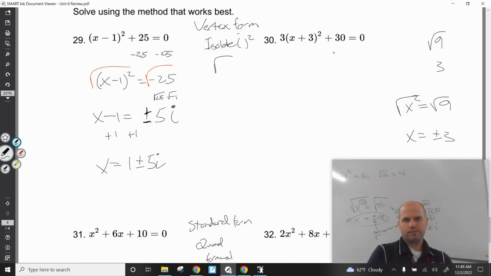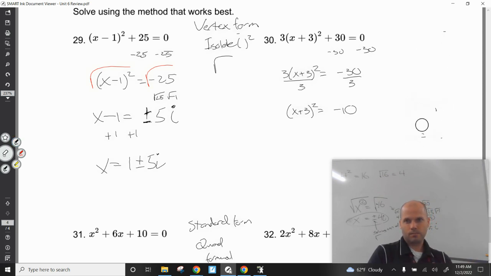Let's do this one. Isolate the square. Well, I'm going to subtract the 30 first. And look at me writing out every step. I'm going to divide by 3 second. And I get negative 10. I square root both sides. The square root and the square undo each other, leaves us with just x plus 3.